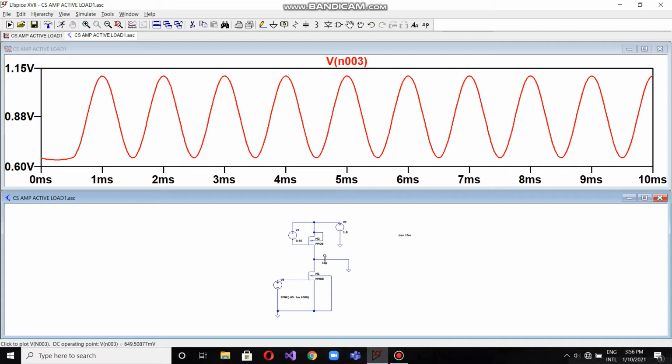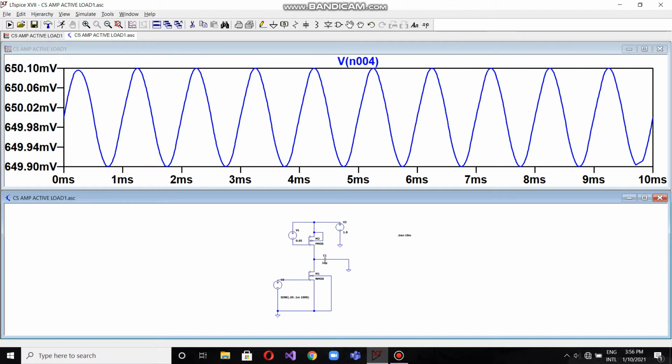So I am getting this output. The output has a high gain corresponding to the input, and this is the input and this is the corresponding output.